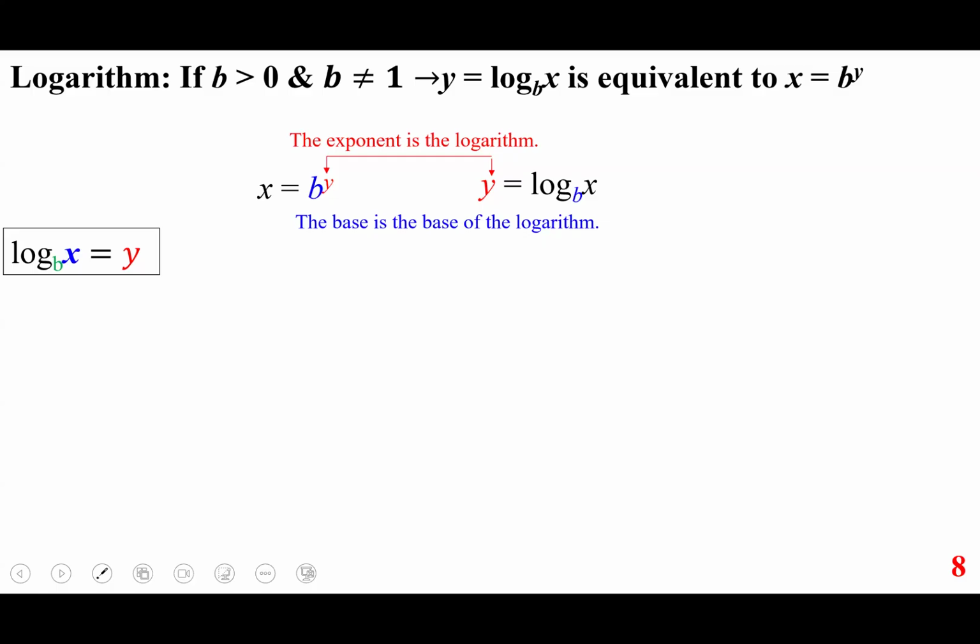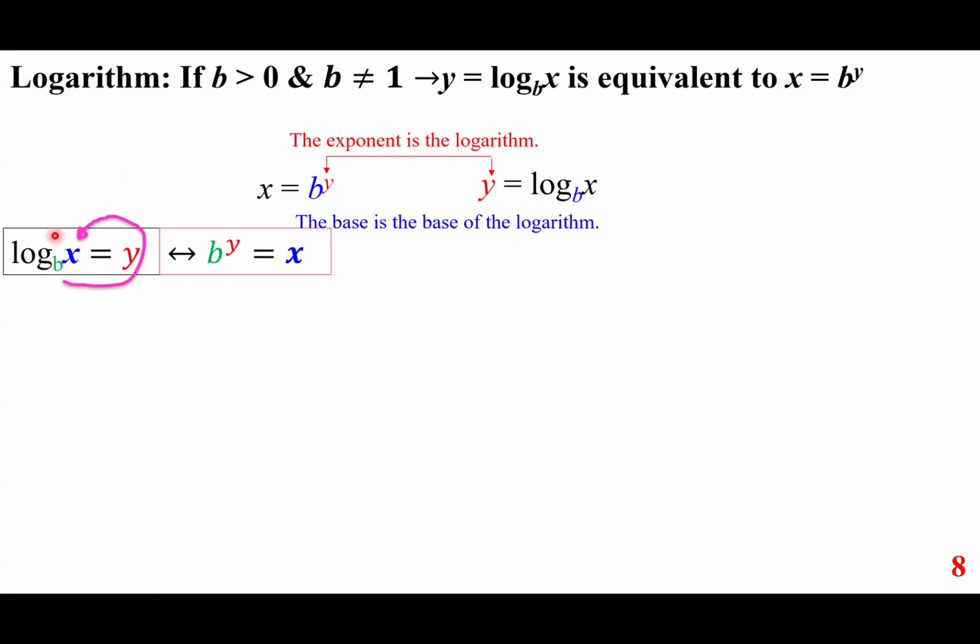Logs: if b is larger than 0 and b is not equal to 1, y equals log x base b is equivalent to x equals b to the power y. We're going to look at logarithmic properties you've had in college algebra. When you compare the exponential format versus the logarithmic format, they both have the same exponent and the same base. To understand this, look at the arrow that we draw here. This means b to the power of y equals x.